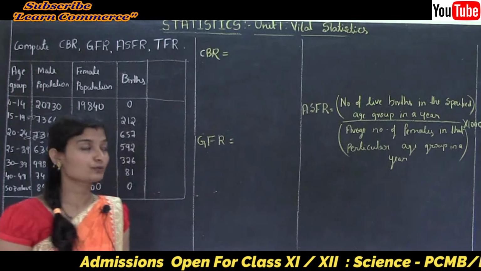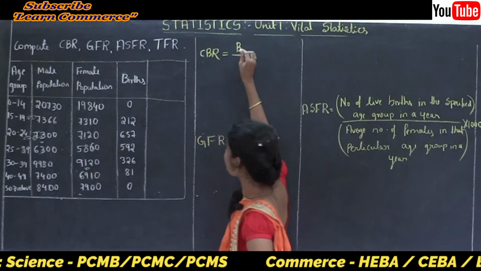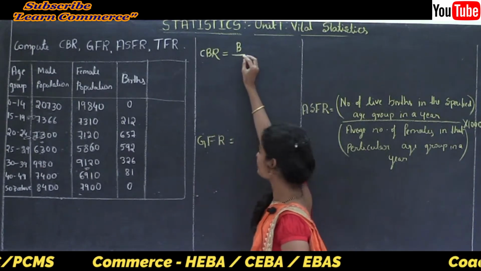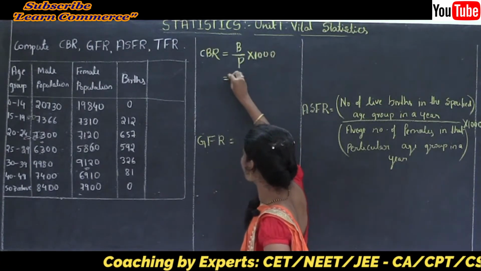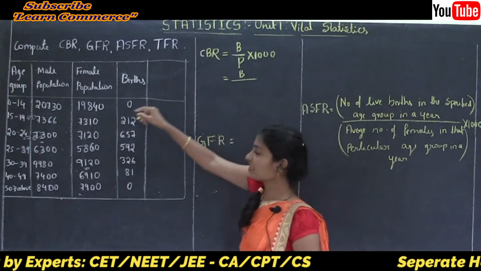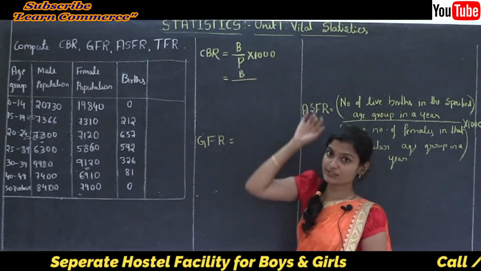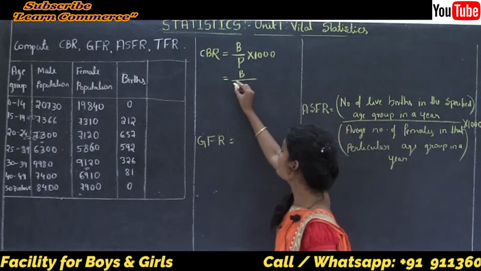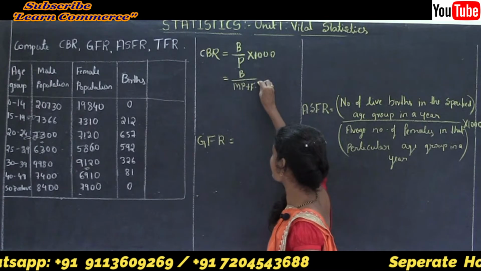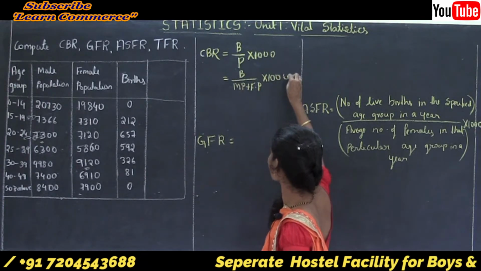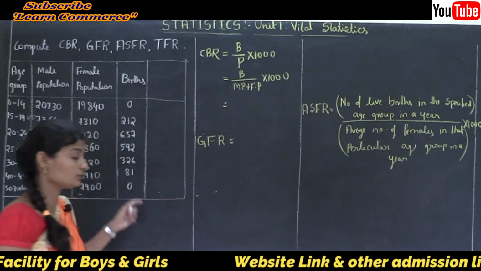The formula of crude birth rate is number of live births divided by total population in a year, that is P, into 1000. This is equal to births divided by, see in the problem male population and female population are given. So population here includes male and female population. So I will write population as male population plus female population, into 1000. First we need to calculate the total of the births.